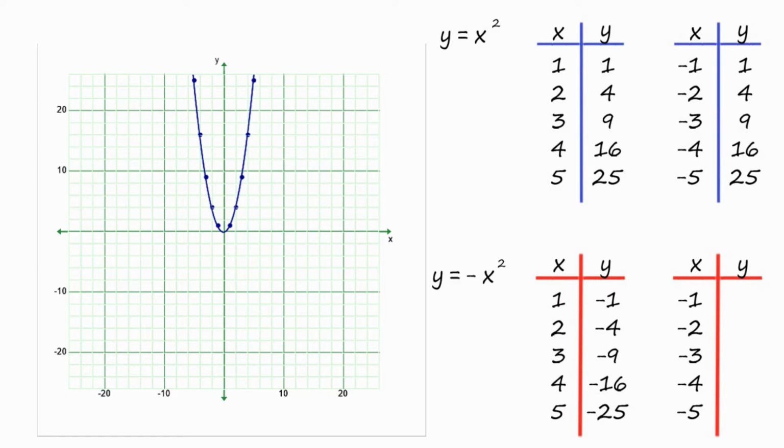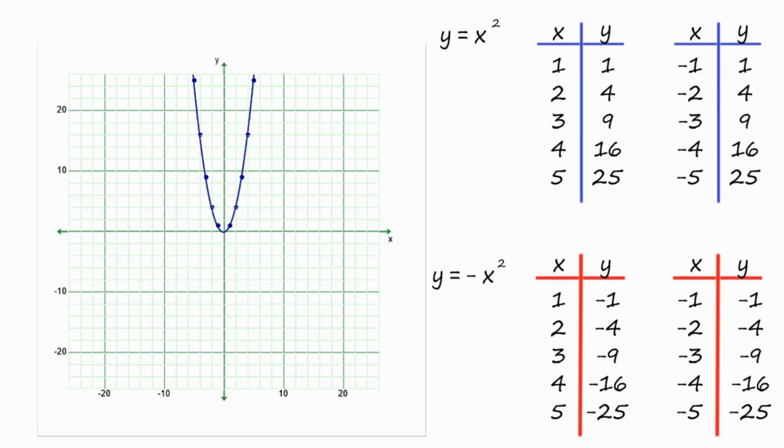When x is -1, -1 times -1 is positive 1. But y is the negative of that, so again it's going to be -1. When x is -2, -2 squared is positive 4, and y is the negative of that, or -4. When x is -3, -3 squared is positive 9, y is -9. When x is -4, -4 squared is positive 16, and the negative of that is -16. And when x is -5, -5 squared is 25, and the negative of that is -25.